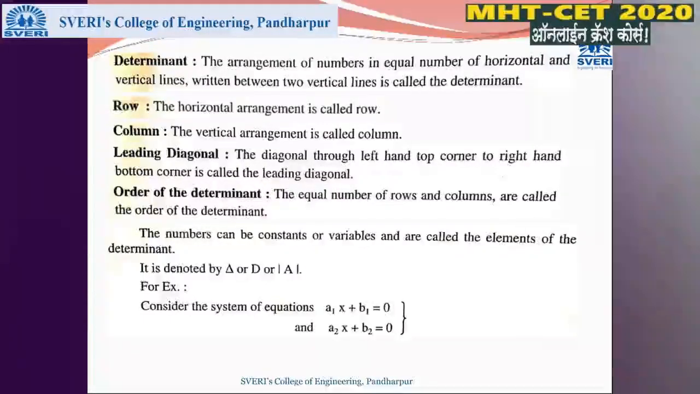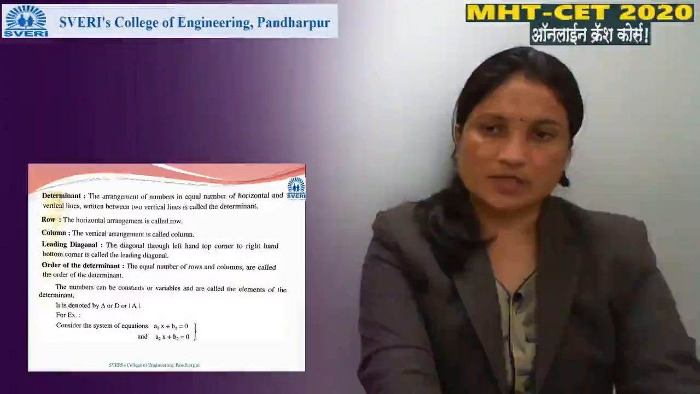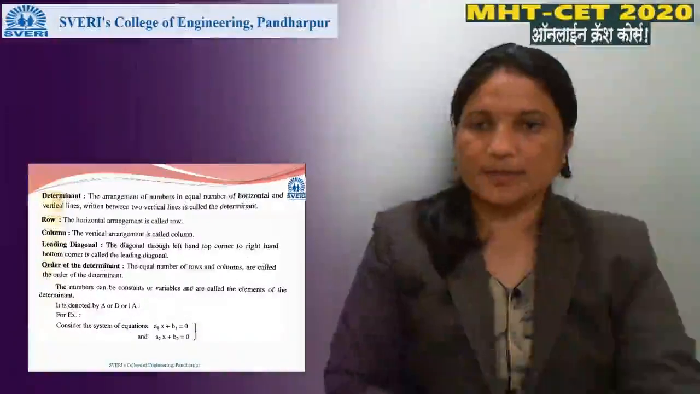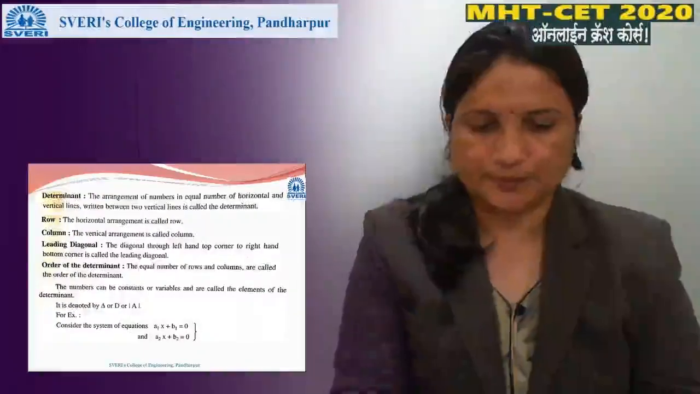We denote the determinant by delta or capital D, or here it is mod A. It is not exactly a mod A. We write A in between 2 bars. So this is the notation for a determinant. Consider the system of equations, as we have taken, a1x plus b1 is equal to 0 and a2x plus b2 is equal to 0.